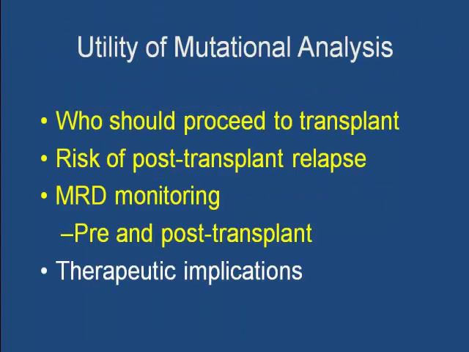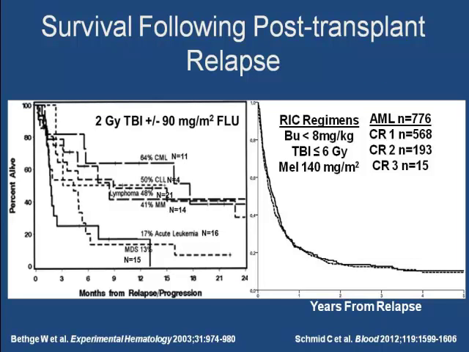Finally, I'd like to talk about the therapeutic implications. And this, of course, is exceedingly important when dealing with AML and MDS. Now, this is two curves that looked at survival following post-transplant relapse. And on the left-hand side is a study published in 2003 from the Fred Hutch. All of these patients received a low-dose intensity conditioning regimen, 2 Gy TBI, with or without 90 milligrams per meter squared of fludarabine. And you can see that the AML patients and the MDS patients, if they relapsed, had a much worse outcome, more death in comparison to patients with lymphoid malignancies and with CML.